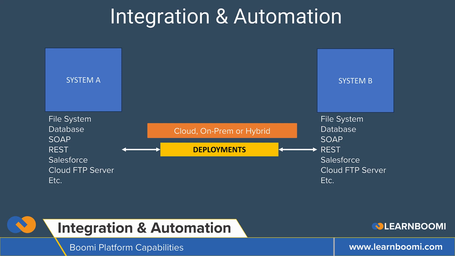This is ideal when both systems are cloud-based, and no local network access is needed. Businesses use this for quick setup, scalability, and lower maintenance. Then the on-prem deployment: in this model, your integration runs inside your local network on your own server.